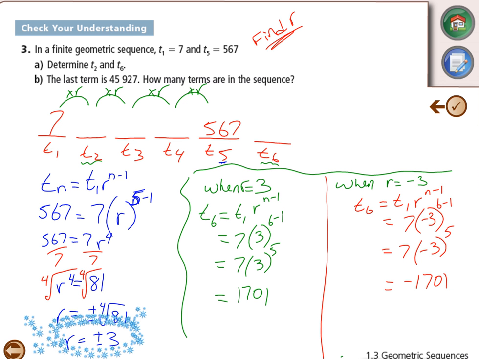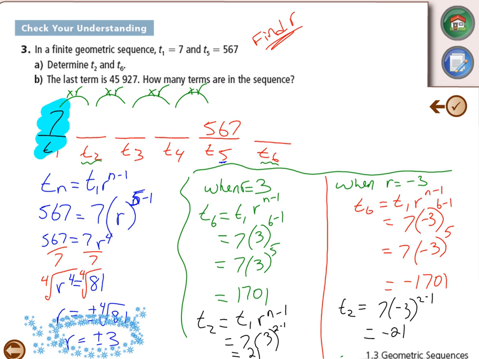So then we've got to find T2 as well. Well, T2 would have been 7 times 3 to the 1. 7 times 3, hey, that's 21. And T2 over here would have been 7 times negative 3 to the 2 minus 1, or negative 21.